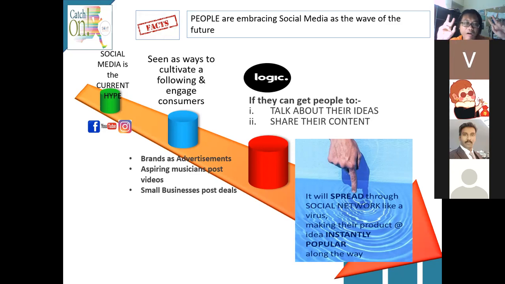The deals, the offers, the discounts, or whatever promotion that they have, they post it online. So the logic here is, if these people can get people to actually talk about their ideas, number one, and two, share the contents they are posting, then it's going to spread. It's going to go viral throughout the social network, right? And instantly, it's going to make their products wildly popular, right? So that's the whole idea.